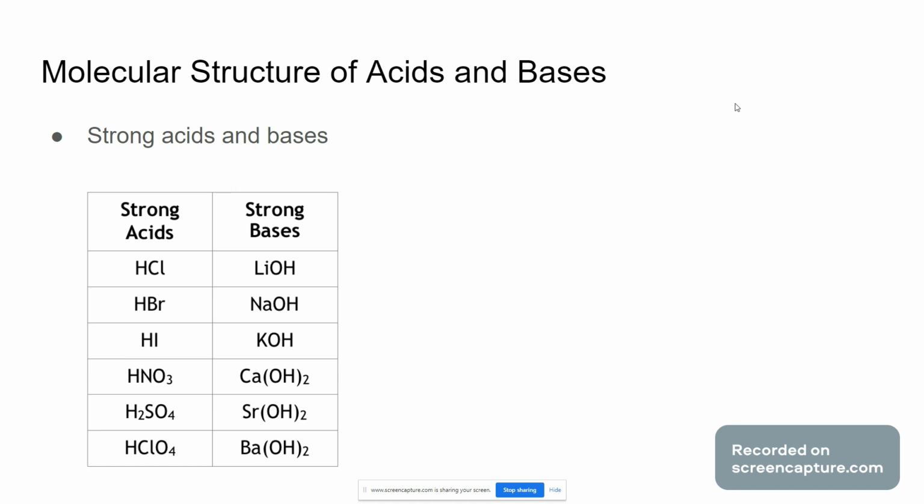And here's a list of all the strong acids. Here's just a list of the strong acids and strong bases. There's more strong bases, but those 6 strong acids are all that we need to know for AP. And we can assume that they will dissociate 100%. The strong bases are often the group 1 or 2 elements paired with hydroxide.